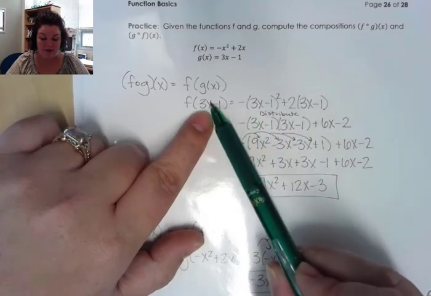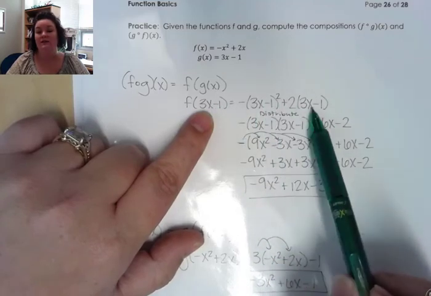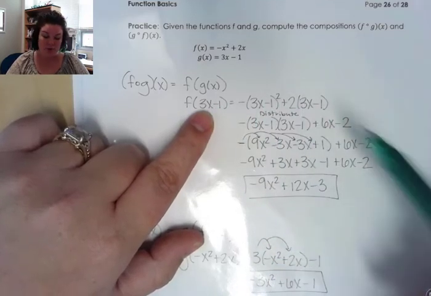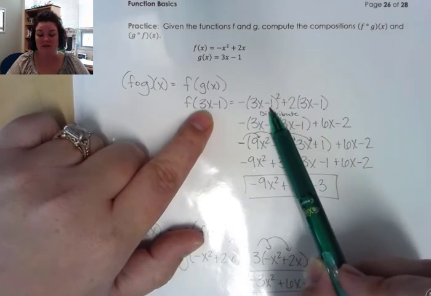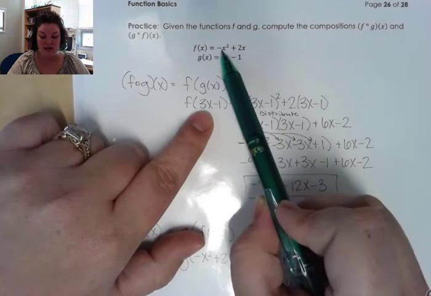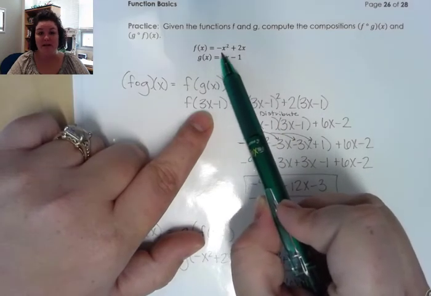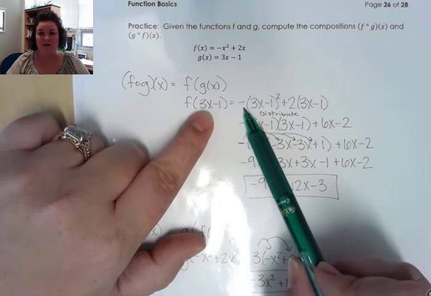And then go ahead and put in your 3x minus 1 where those x's were. Now it's important that you see that when we square this, we're only squaring what the input is. That negative was not in parentheses, so it is not being squared. It's just out front.